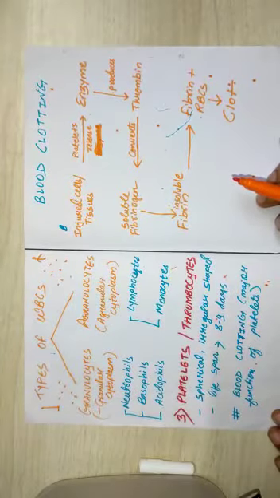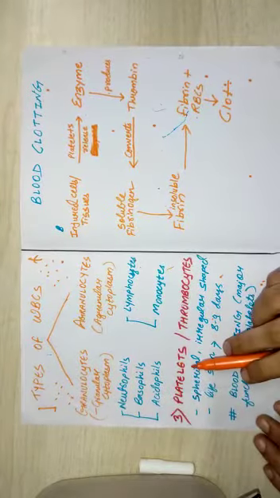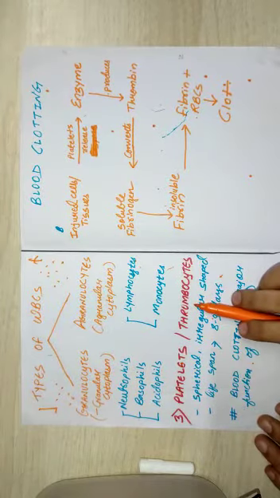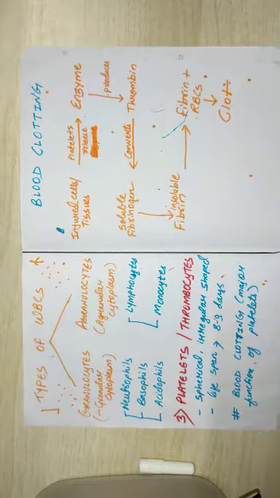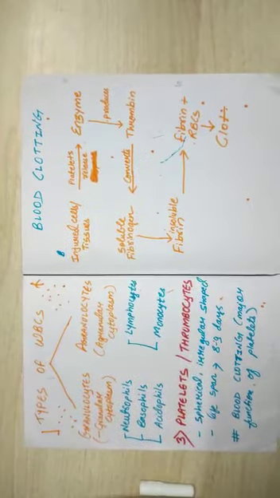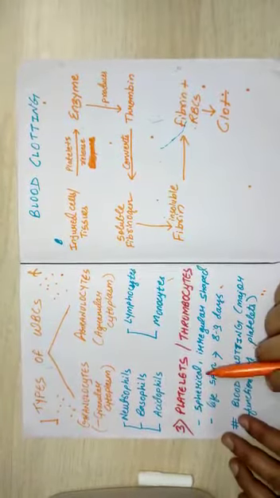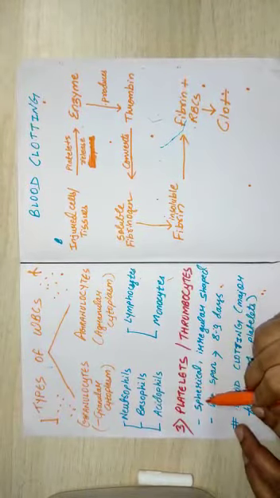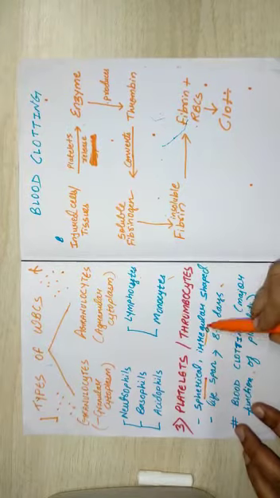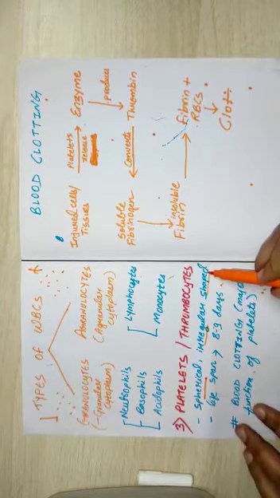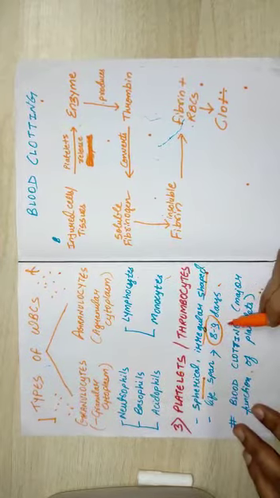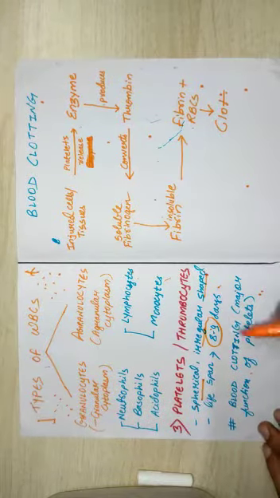Then the next cellular component is platelets. Platelets are also known as thrombocytes. If you are trying to study their structure, you must know that platelets are spherical, and irregular shaped like the WBCs. Their lifespan is 8 to 9 days. They can generally survive for 8 to 9 days.